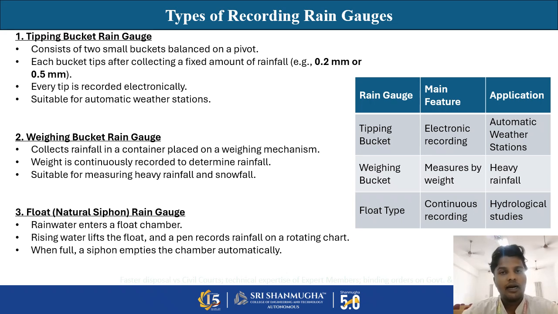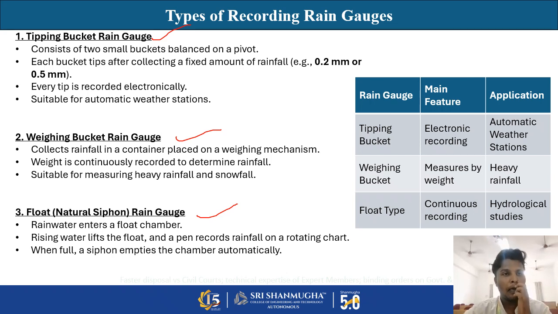In recording rain gauges, there are three main types we are seeing in this slide. The first is the tipping bucket rain gauge, the second is the weighing bucket rain gauge, and the third is the float rain gauge or natural siphon rain gauge. The non-recording example we saw is the Symons rain gauge. We are giving the comparison between the three recording rain gauges.